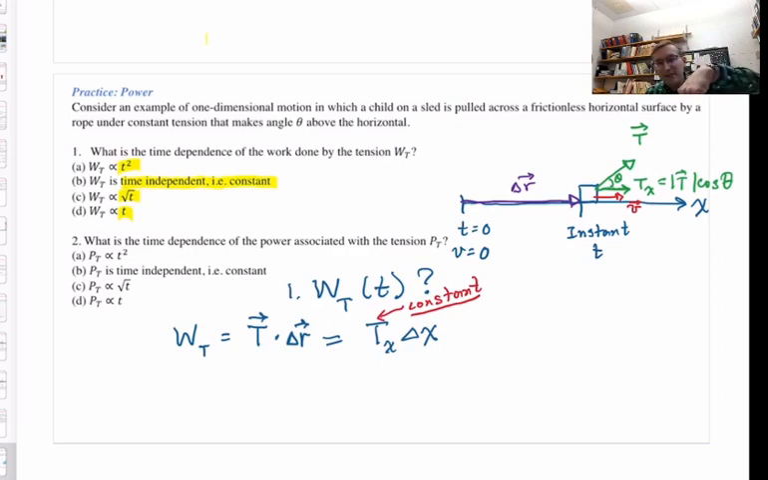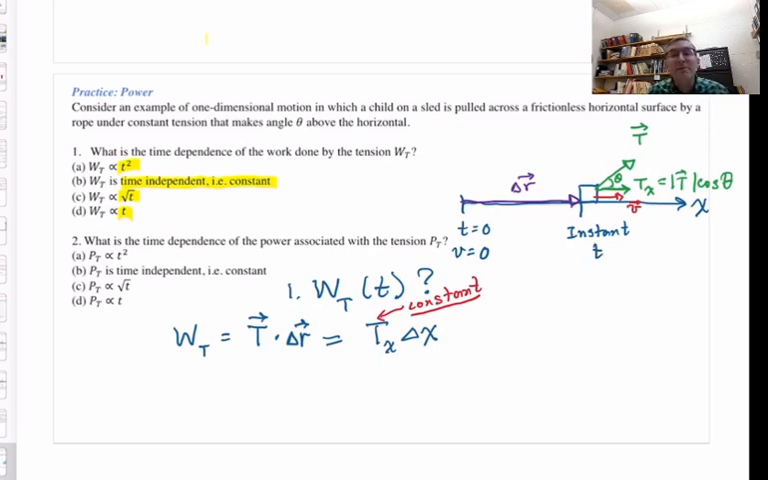There's F grav, down, constant. F normal, up, constant. No friction. All the forces are constant. So the net force is constant. So Newton tells me the acceleration is constant. Aha! The constant acceleration equations are now at my disposal.